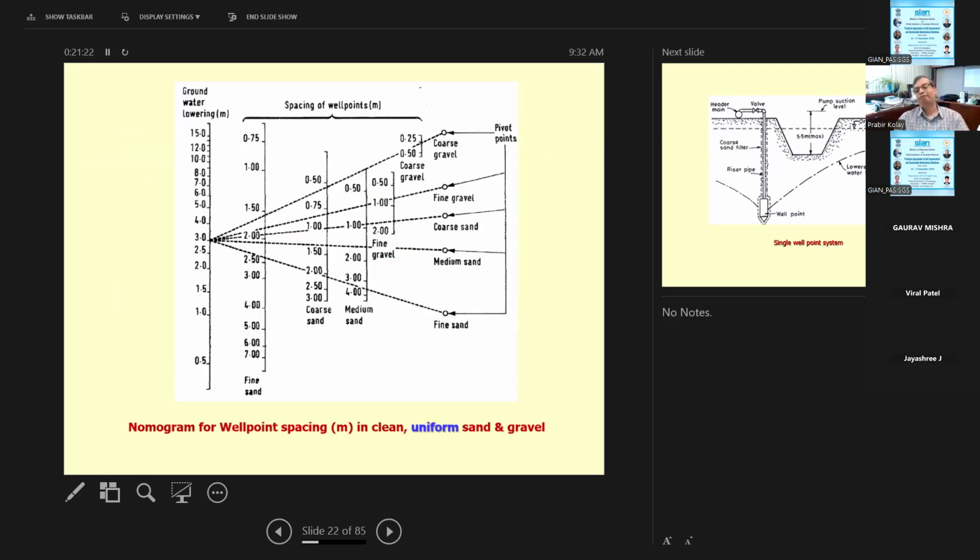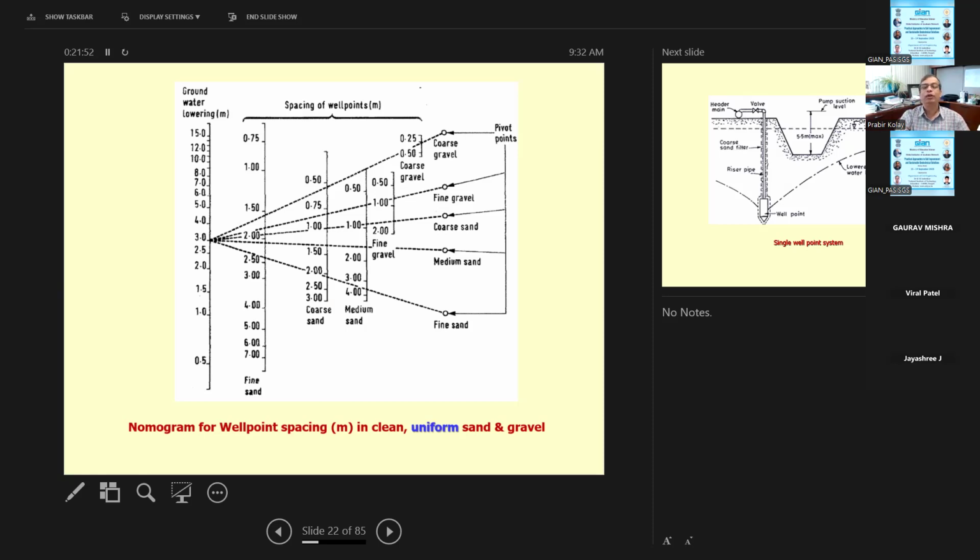So you can use a chart or nomogram for the well point spacing. You need to know how much groundwater reduction you need. The second column is the spacing of well points. And in the last column, you see what type of soil. So depending on what type of soil you are working on, whether it is uniform sand and gravel, this chart is for clean uniform sand and gravel.